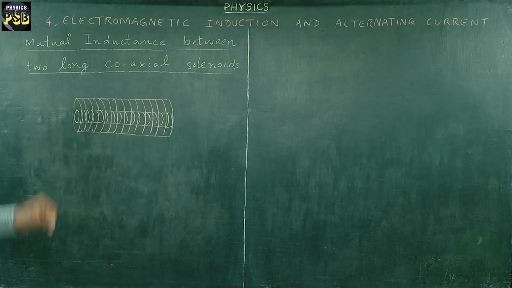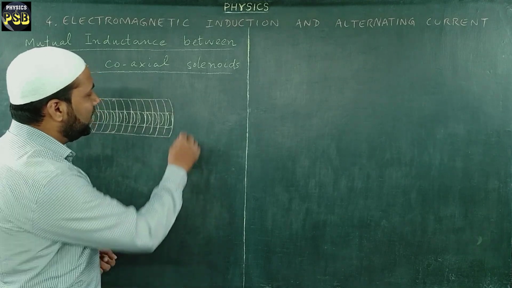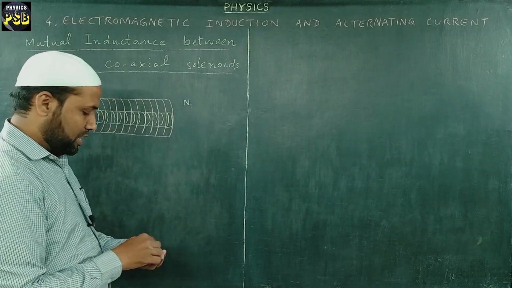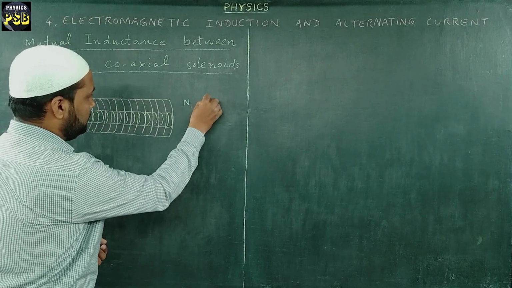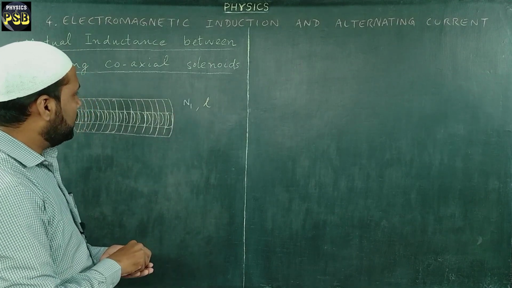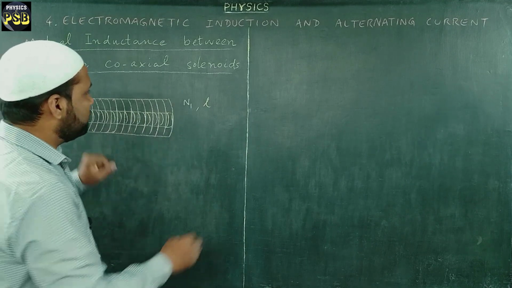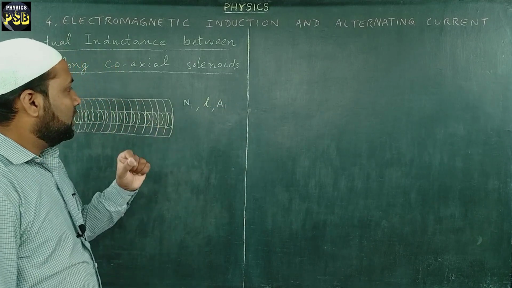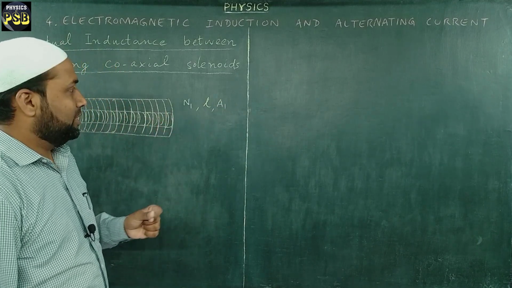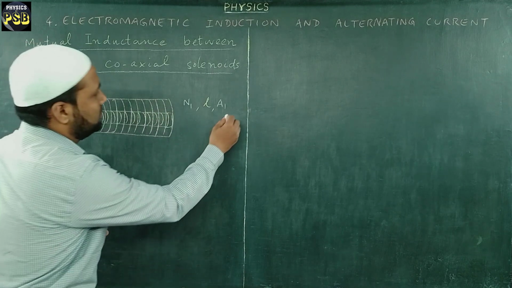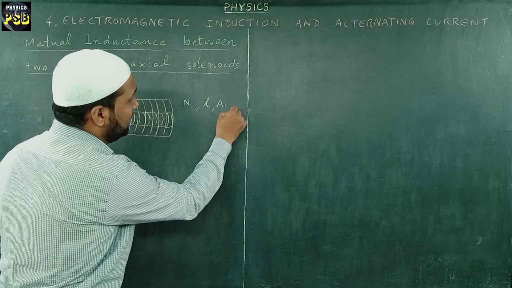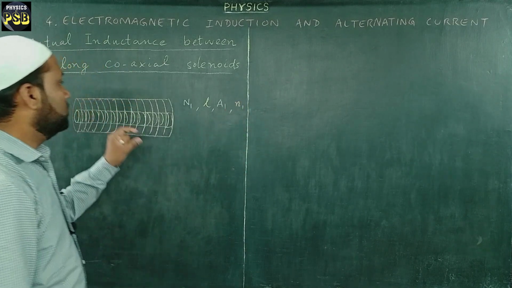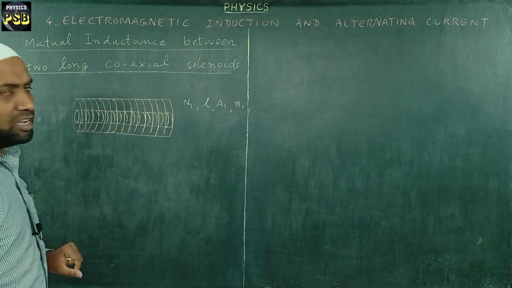The first solenoid has N1 number of turns, and its length is n. Then the area of cross section of the first solenoid is A1. The number of turns per unit length is taken as the turn density, and it is represented by small n1. So these are the parameters of the first solenoid.